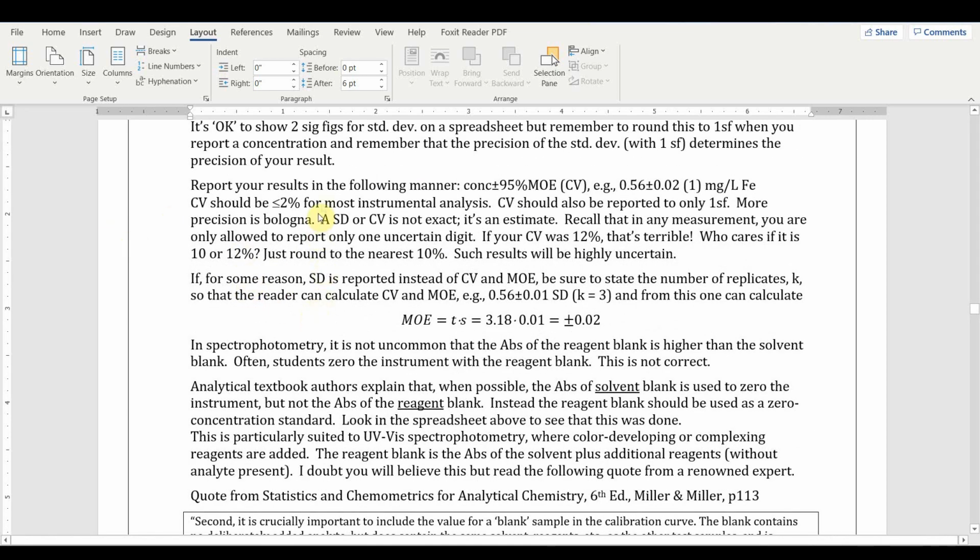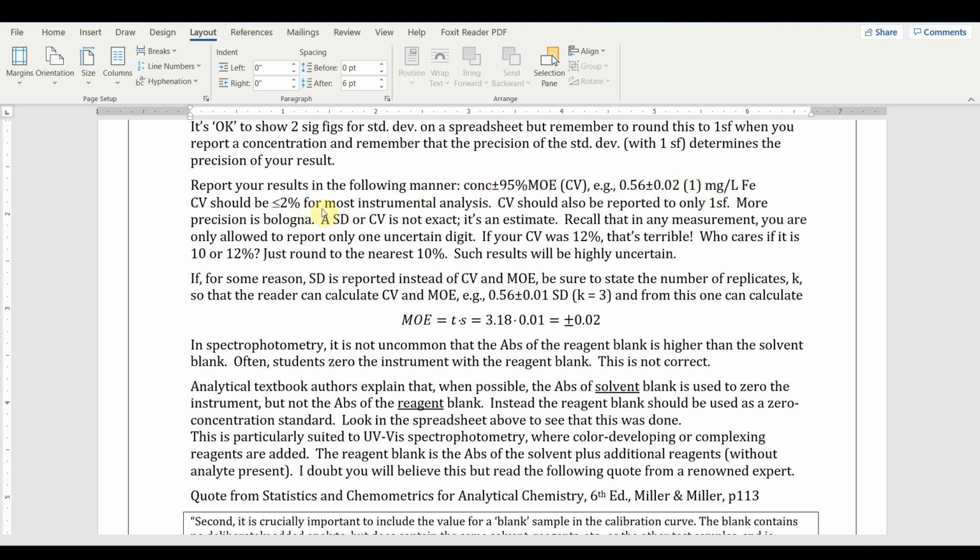Report your results in the following manner: concentration plus or minus the 95% margin of error, and then also report the coefficient of variance, typically in brackets. So for example, in our case we had 0.56 plus or minus 0.02 milligrams per liter of iron with a coefficient of variance of 1%.